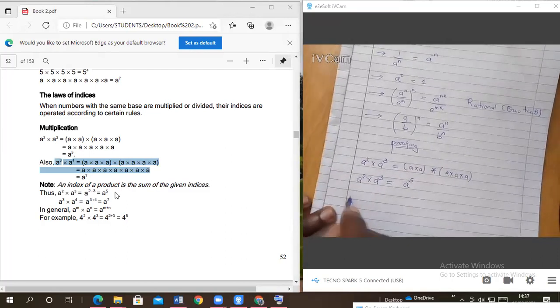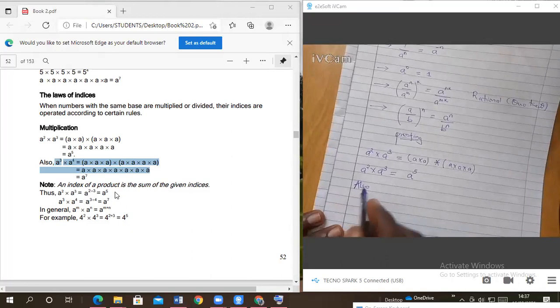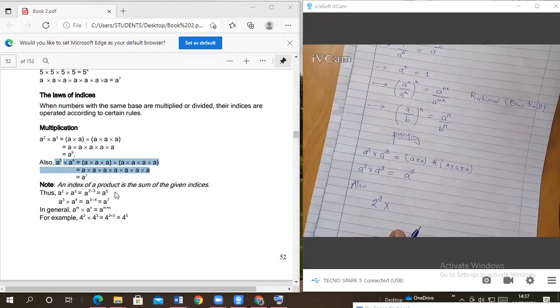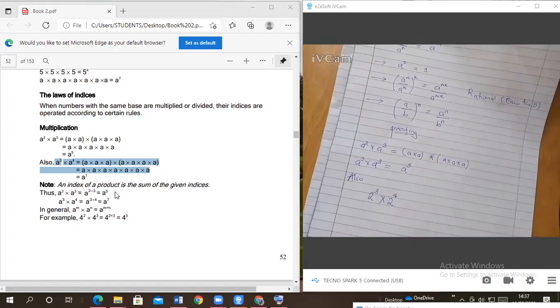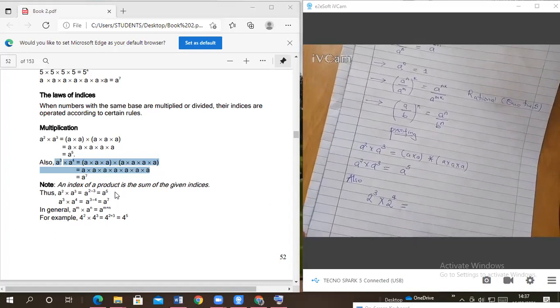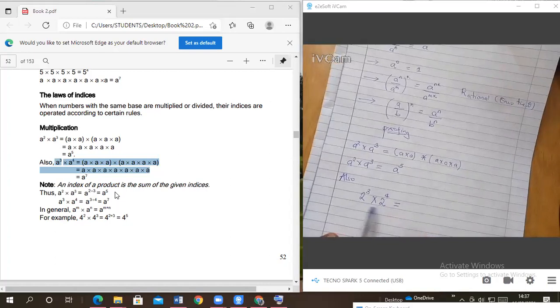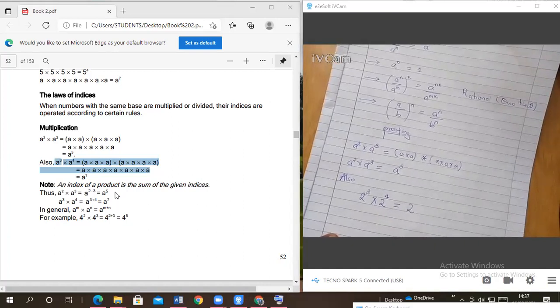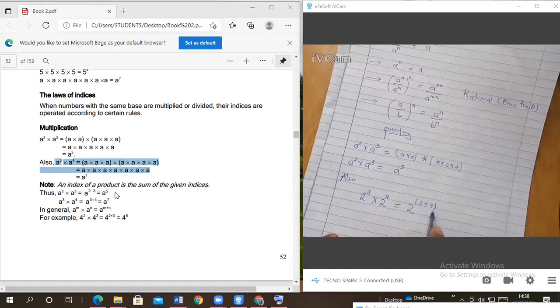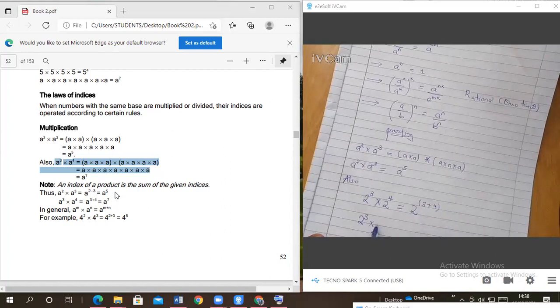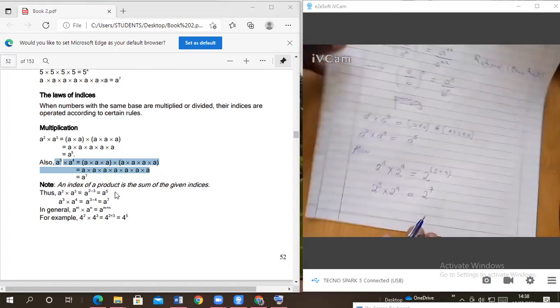If I have, take for example, 2 to the power 3 times 2 to the power 4, right? Now using the law that we have just listed down, they have the same base and we are multiplying. What do we do to the powers? We maintain the base, which is 2, because they have the same base. So we just add the powers, which is going to be 3 plus 4. Which means this becomes 2 to the power 7.